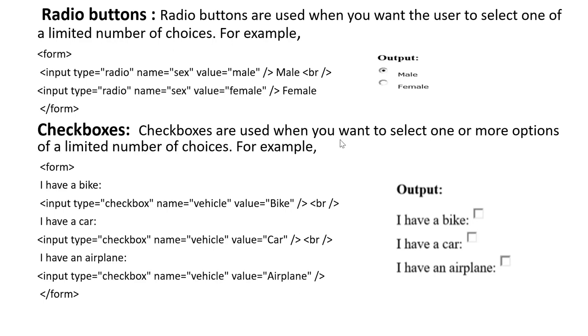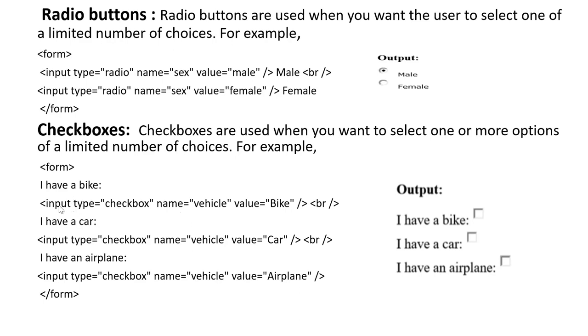Checkboxes are used when you want to select one or more options from a limited number of choices. Example, I have a bike. Input type checkbox, name vehicle, value bike. I have a car. Input type checkbox, name vehicle, value car.